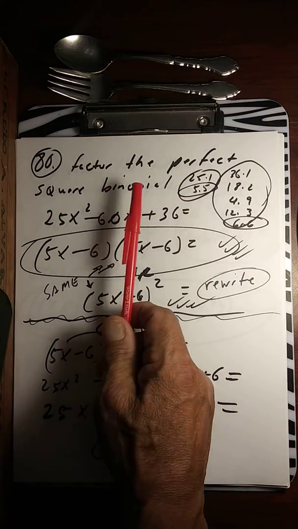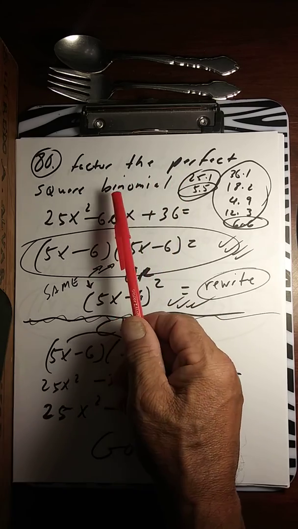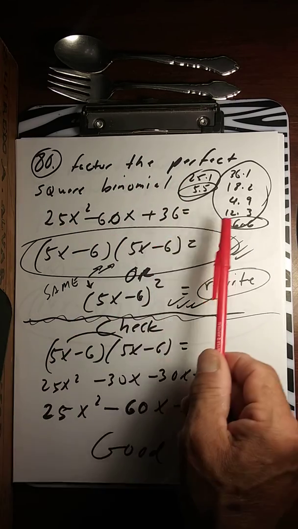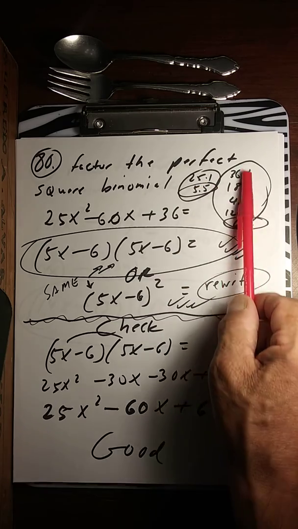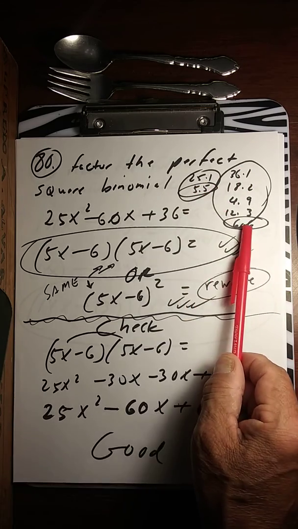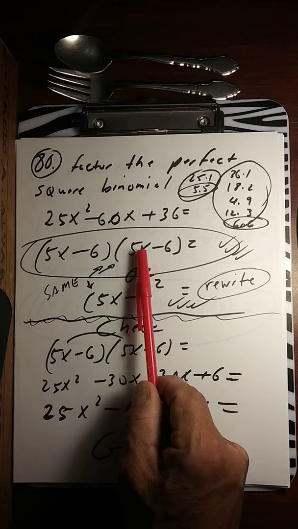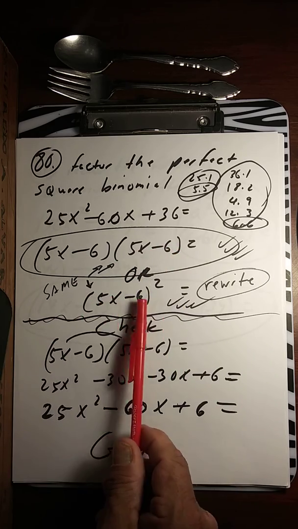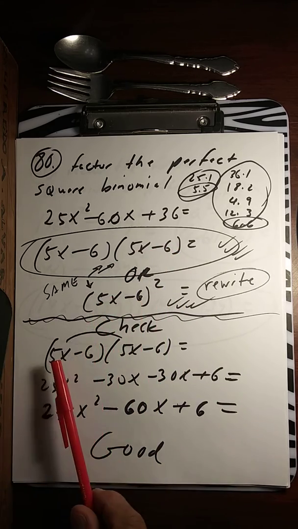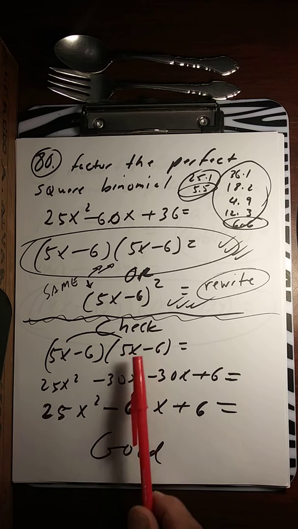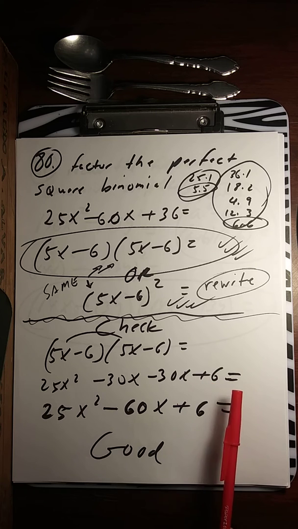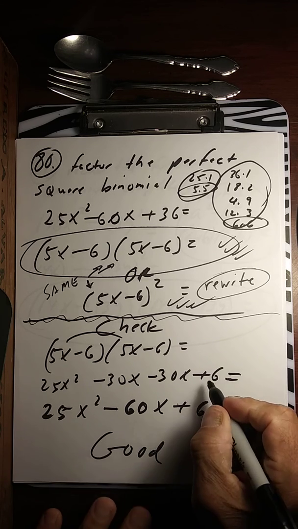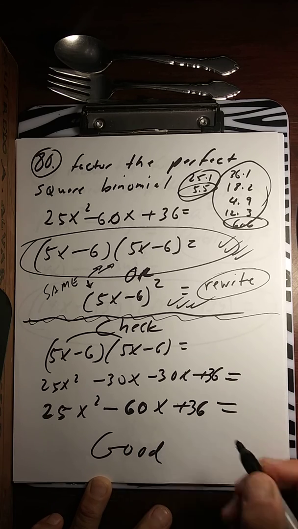Factor the perfect square binomial. So we have 25 and 1, 5, 5. We have all these possible answers. We're going to pick this 5, 5 and the 6, 6. So 5x minus 6, 5x is our guess. Or 5x minus 6 squared if you want to do it that way. Ready? 5 times 5 is 25x squared. That times that is minus 30, and that's minus 30. And that times that is plus 36. Let's fix that. 36. There we go.